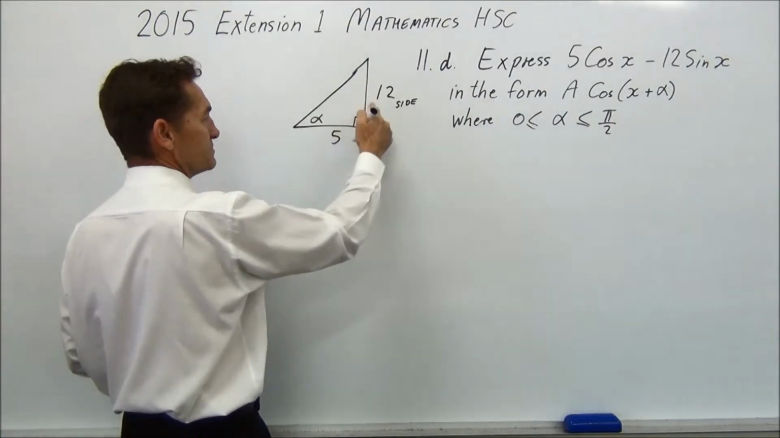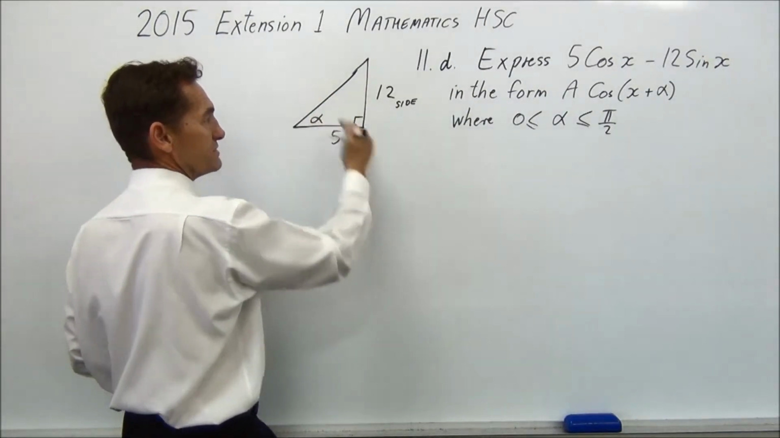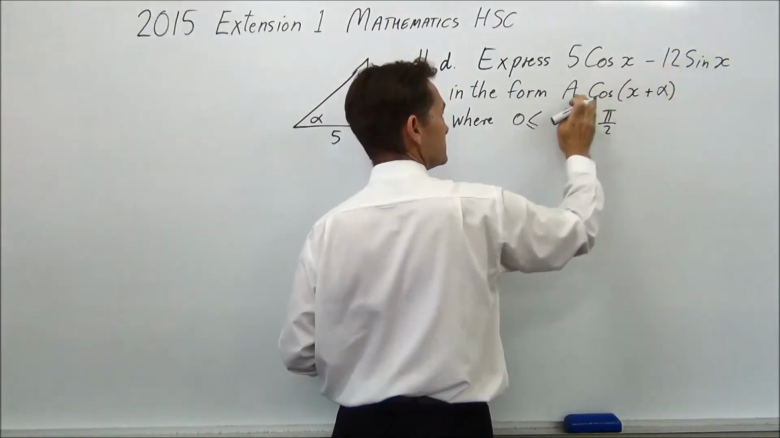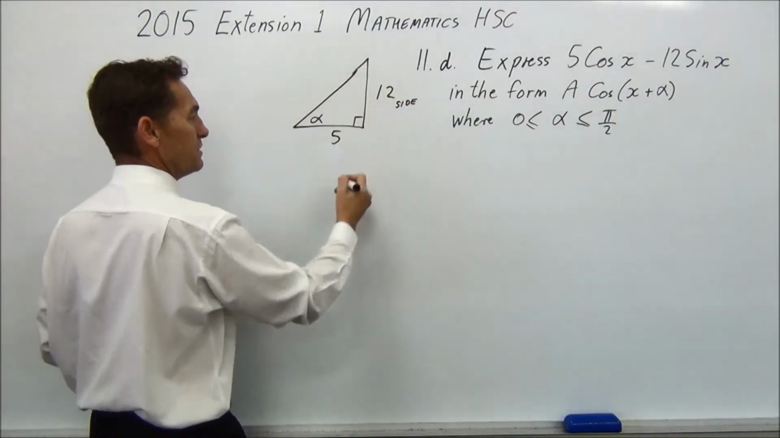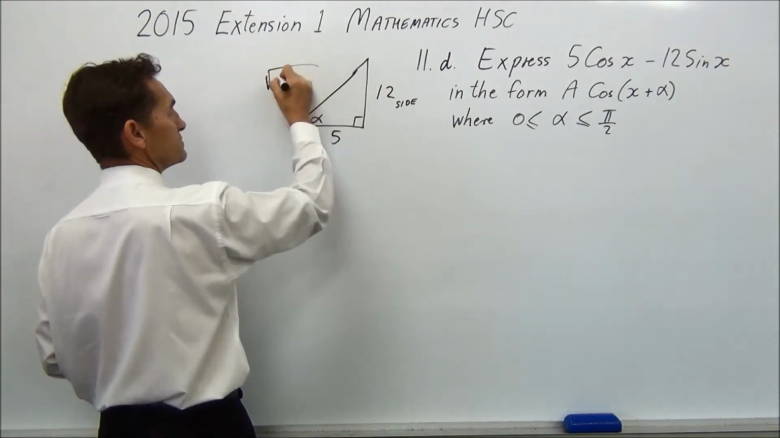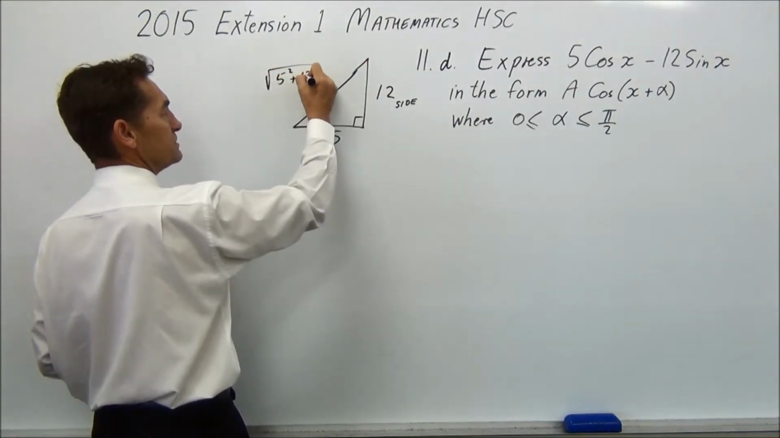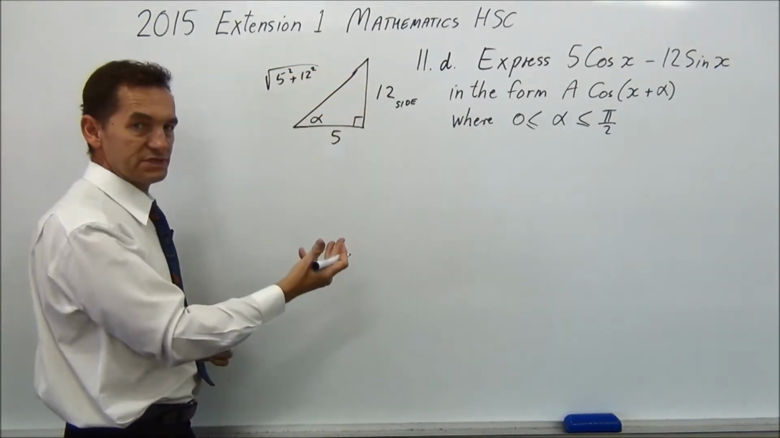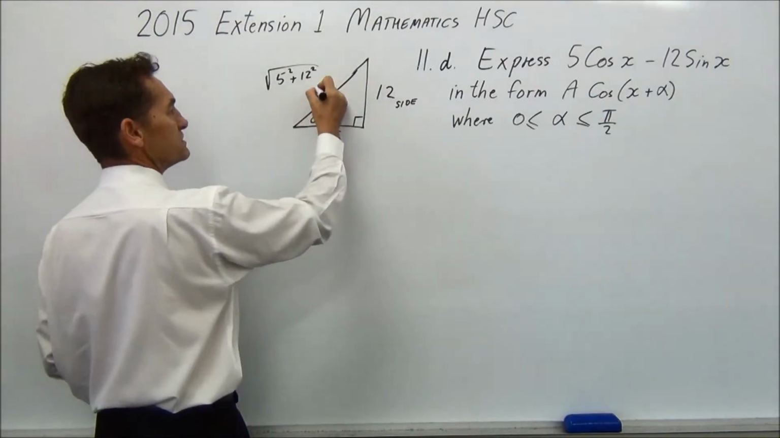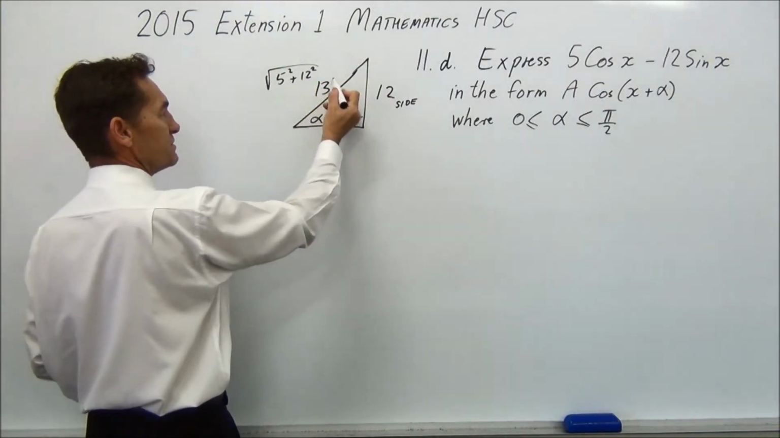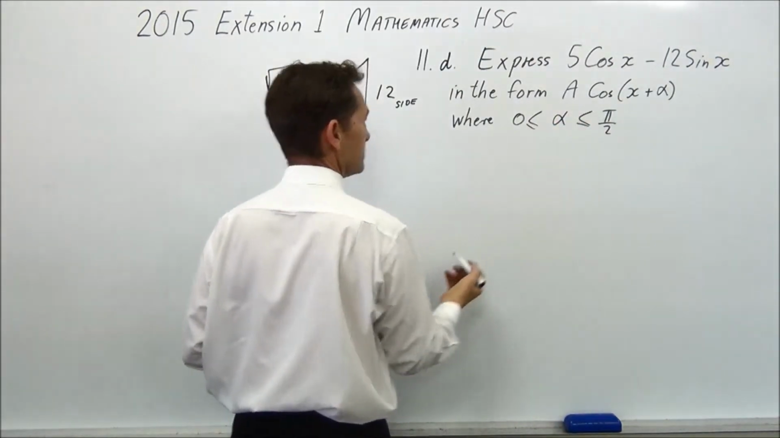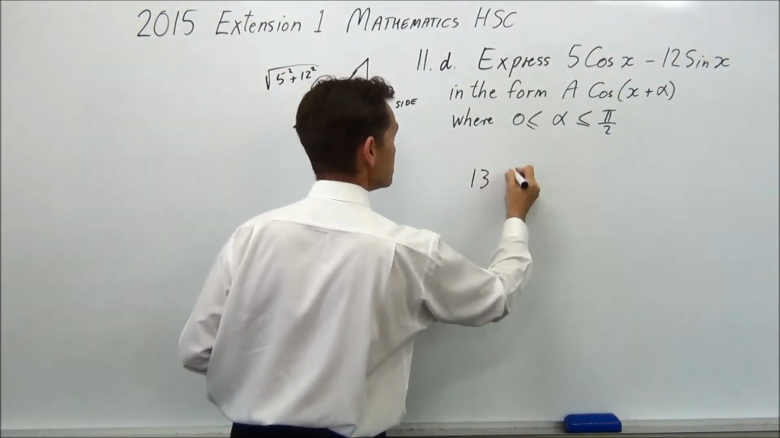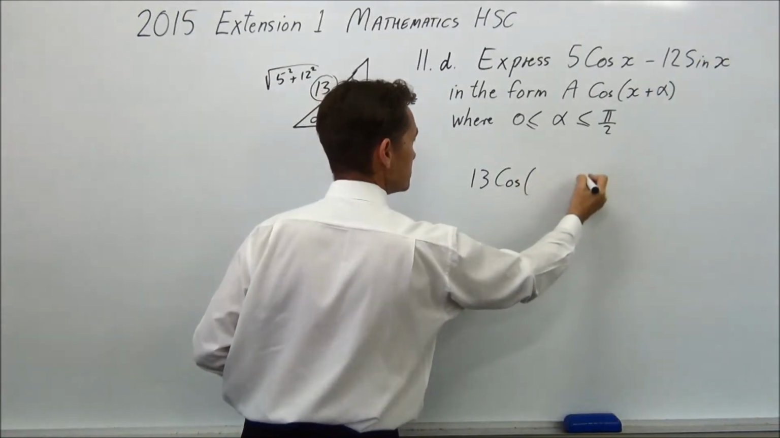This squared plus this squared is going to be your A. So that squared plus that squared, square rooted, will be that position of A. So you should know that if you square root 5 squared plus 12 squared, you get 169. Square root of 169 is 13. So this is going to be that A. Okay, so you'll have 13 cos something or other.